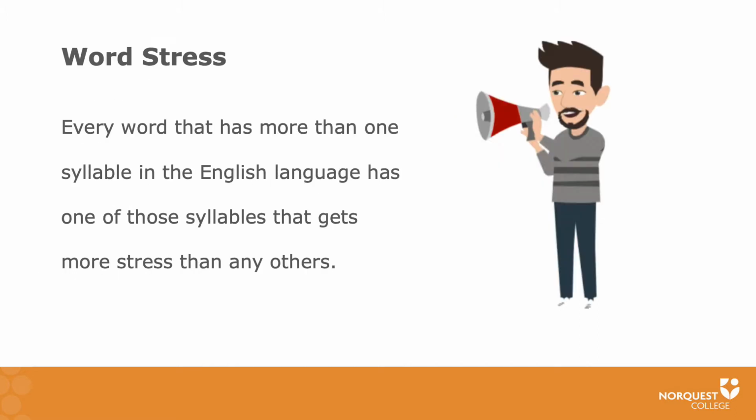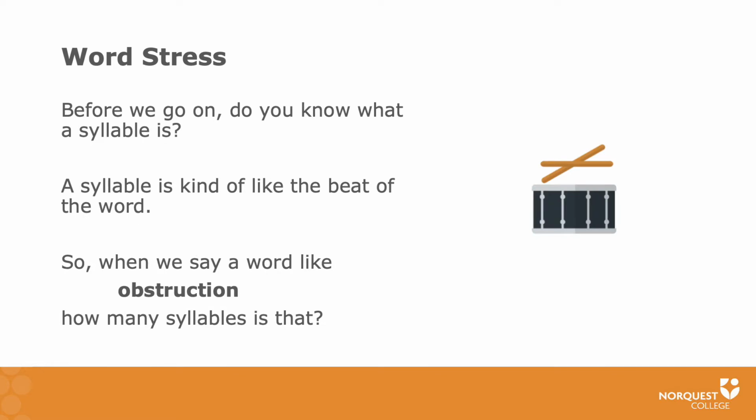So, word stress. Word stress is about how much emphasis we put on a word and within a word. Every word that has more than one syllable in the English language has one of those syllables that gets more stress than any others. Before we go on, do you know what a syllable is? A syllable is kind of like the beat of a word, the beat of a drum.